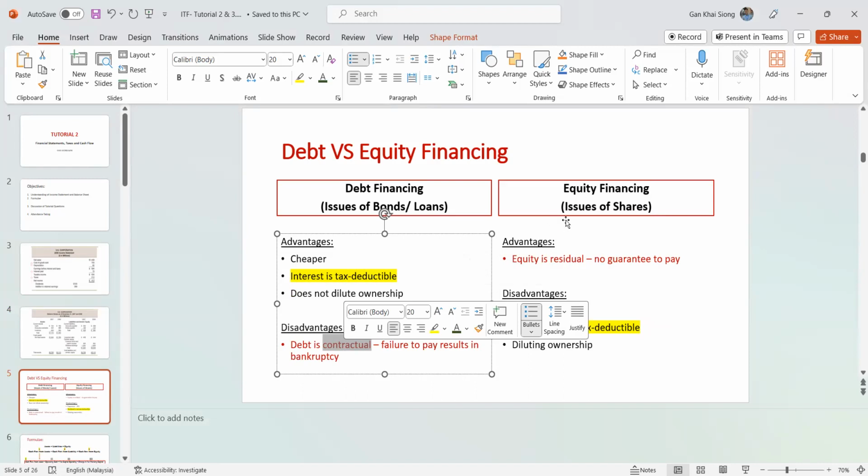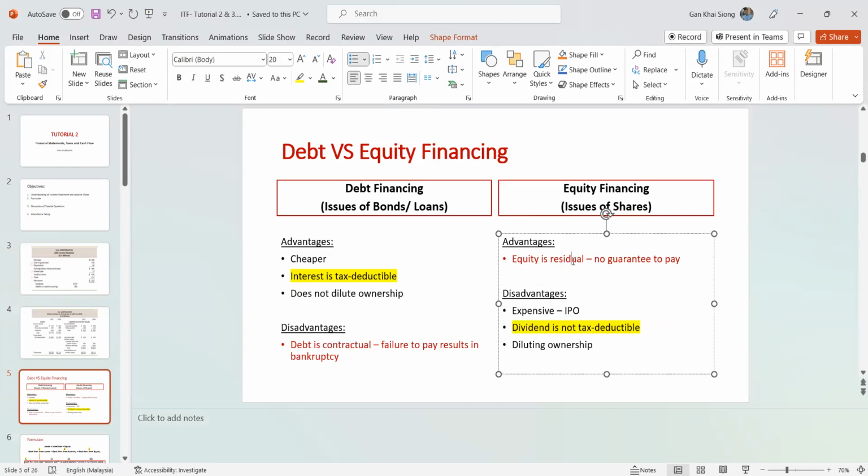Now, what about equity financing? The good thing about equity financing is that it's not contractual. You only pay whenever the firm is making money. So there's no guarantee to pay, and it will not result in bankruptcy because it's not compulsory. You only pay the dividends whenever the firm is making money.